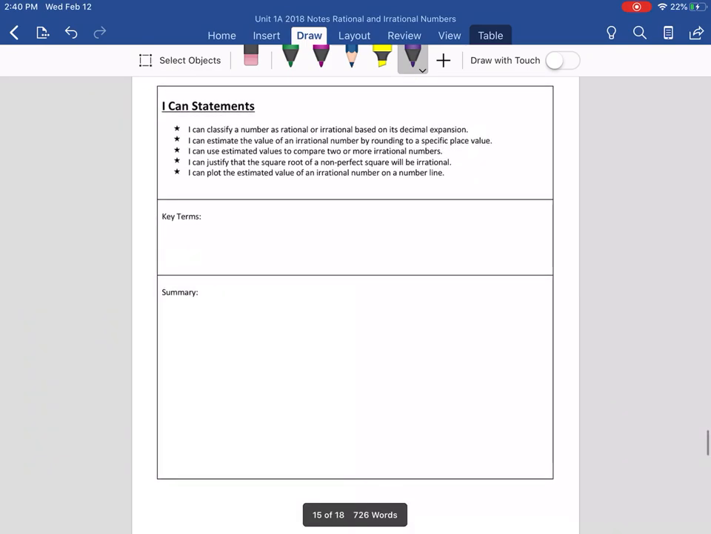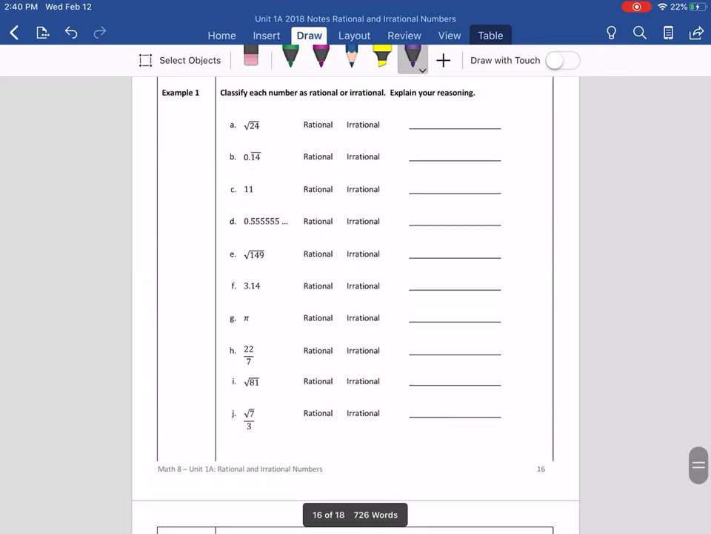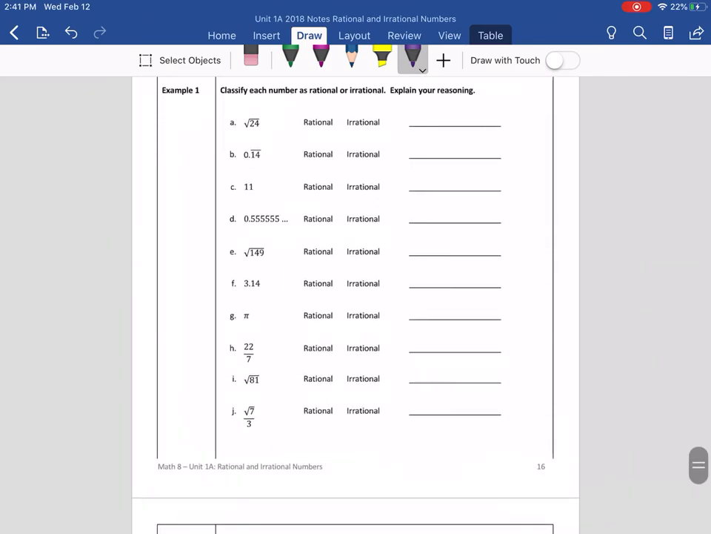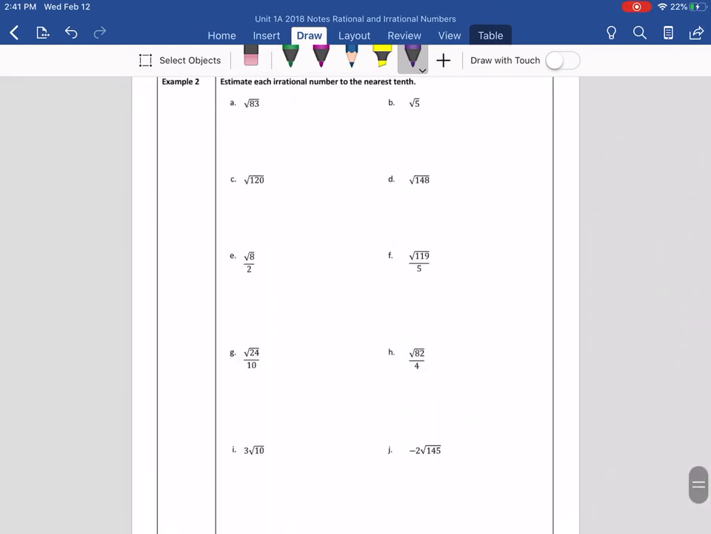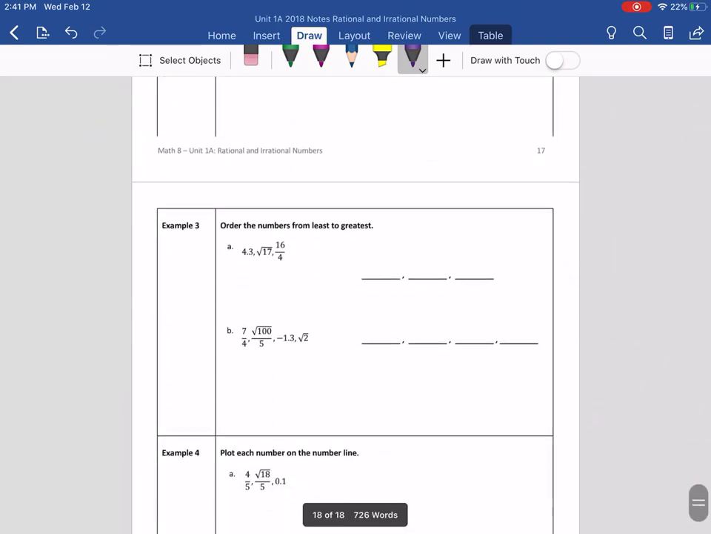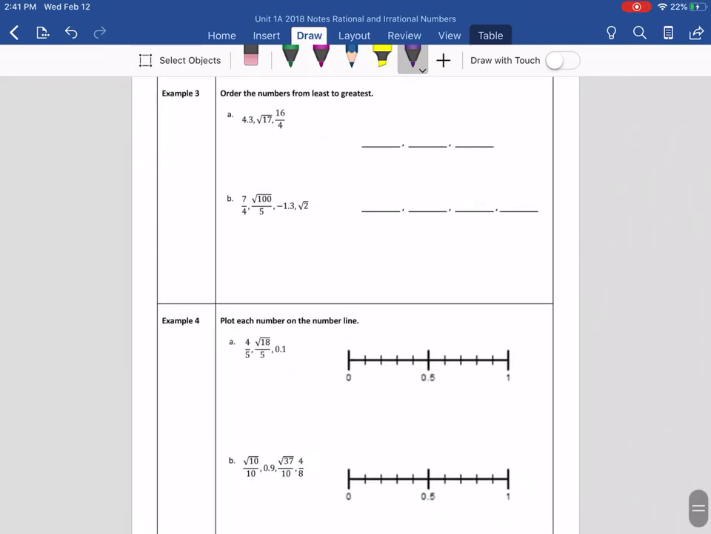All right, so day 3. Day 1 was classifying rational and irrational numbers. Day 2 got a little more intense. You had to round it to the nearest tenth. And now today, day 3, we are going to turn these numbers, some rational, some irrational, into whole numbers or decimals to the nearest tenth, so we can put them in order from least to greatest.